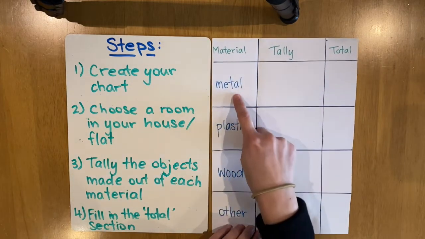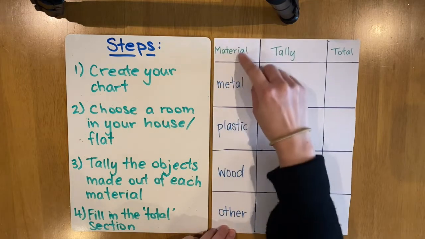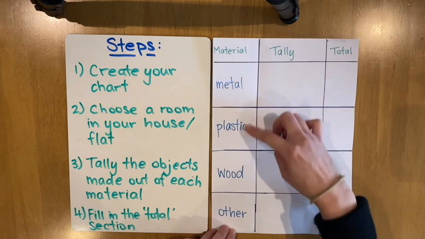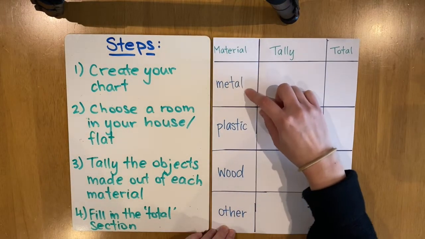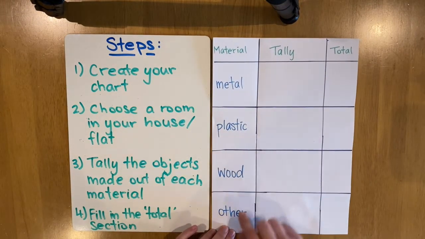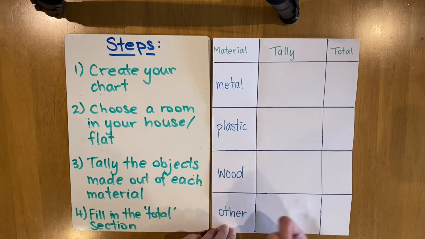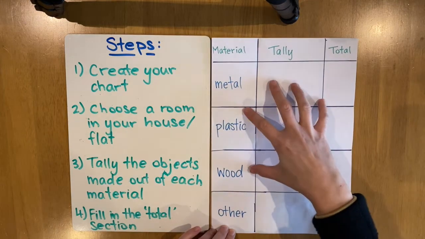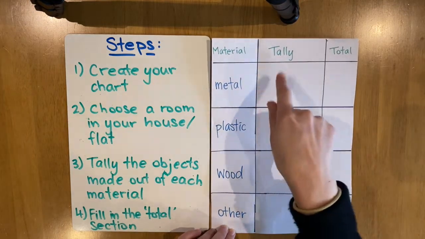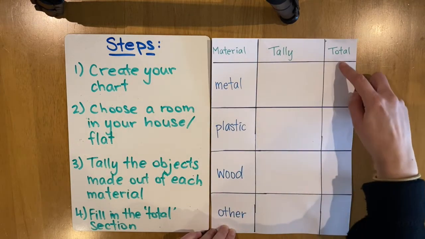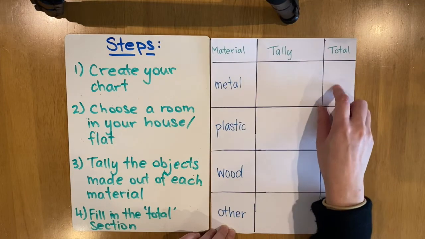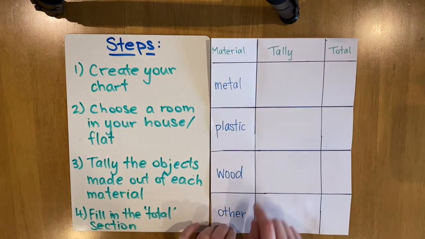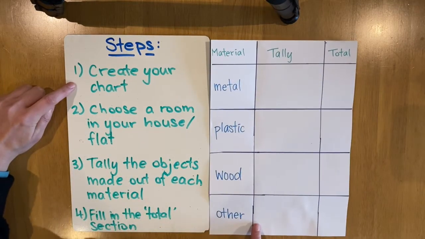And in the left column, you're going to write the different materials. And I want you to use the same materials that I have chosen. So you have metal, plastic, wood, and other. Other might be like objects made of paper or something made out of ceramic or porcelain. Your middle column is going to be where you're going to tally everything. And in the total column, that is where you add up the tallies and you write the number. So step 1 is to create your chart.